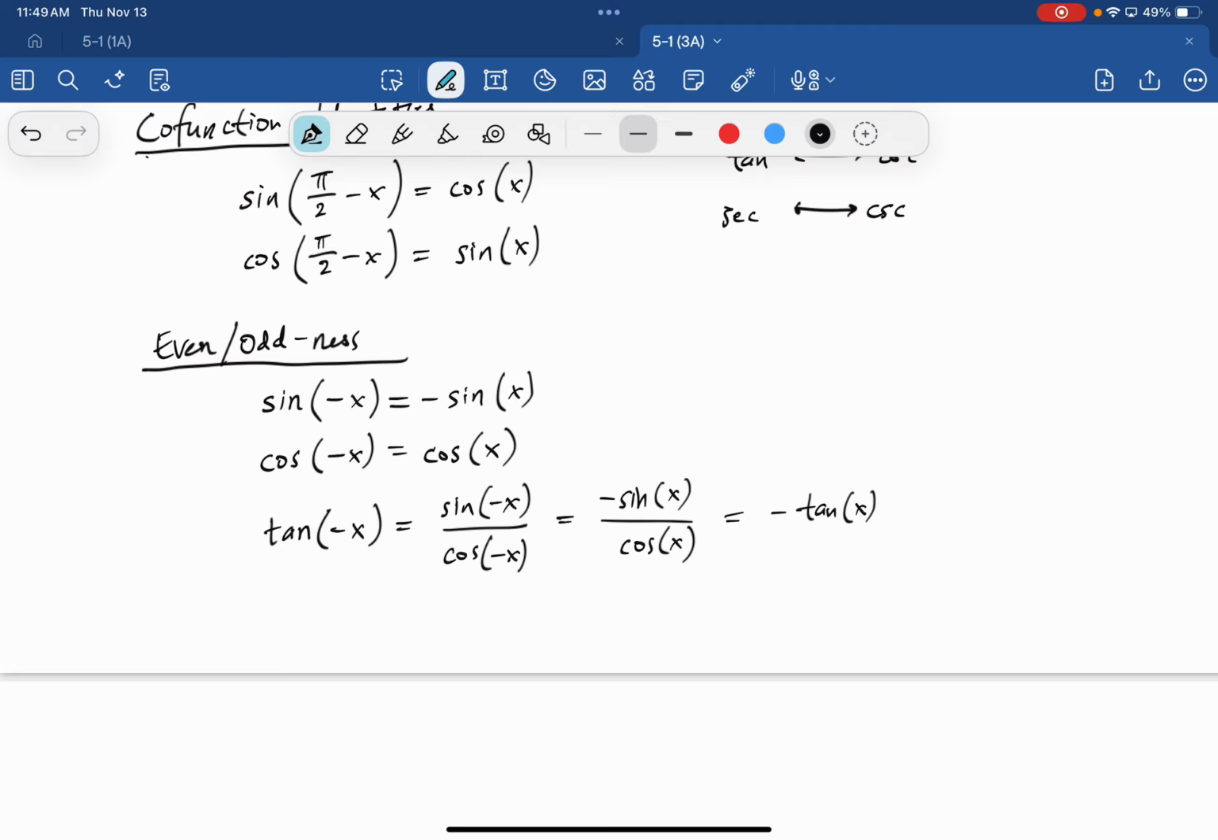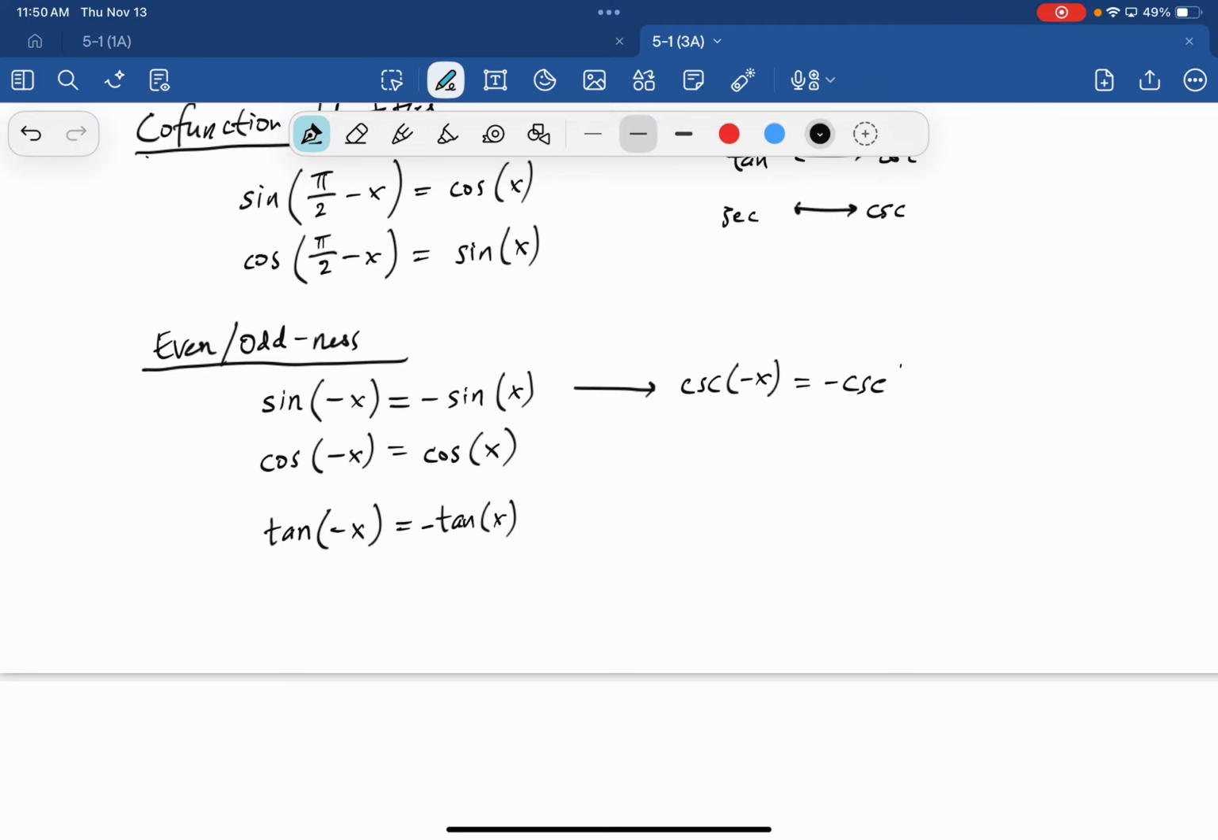Any questions? So tangent is odd. Let me erase this proof. So tangent is odd. And then the corresponding reciprocals obey the same properties. So if sine is odd, that means cosecant is also odd. And if cosine is odd, that means secant is odd. Sorry, cosine is even, that means secant is even. And then if tangent is odd, that means cotangent is odd.